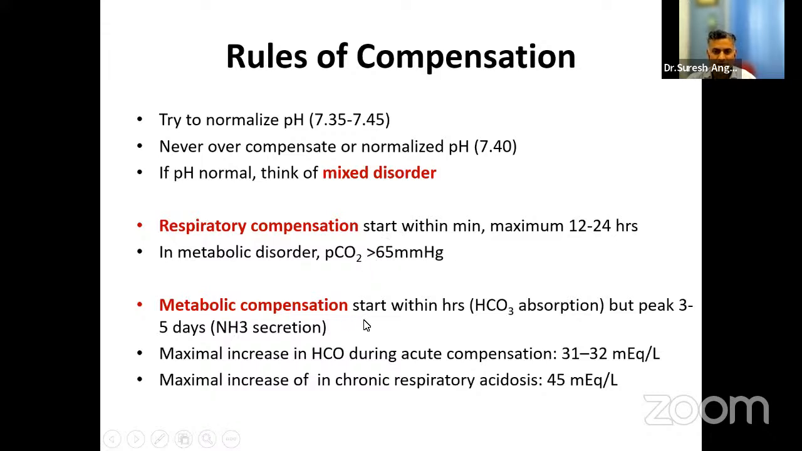In metabolic compensation, it starts within hours by bicarbonate absorption, but peaks in 5 days due to excretion of ammonium. And the maximal increase in bicarbonate during acute compensation may be up to 30 to 32. And in cases of chronic respiratory acidosis, the levels may increase up to 45 milliequivalents per liter.